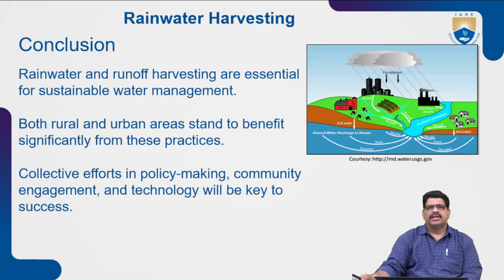Next, the conclusion. Rainwater harvesting is essential for sustainable water management and is very, very important nowadays. Water is very precious. Everybody knows that. Everybody suffers in rural as well as urban areas due to the lack of water availability. So the significance of these practices, along with collective effort, policy making, community engagement, and technology, will be key to the success of rainwater harvesting.